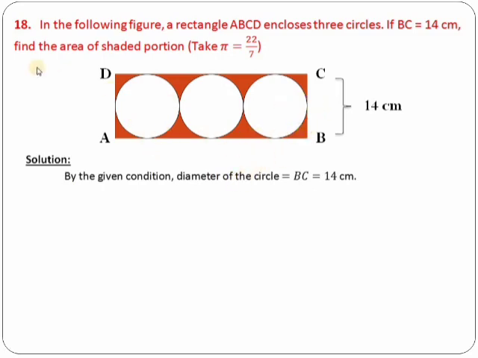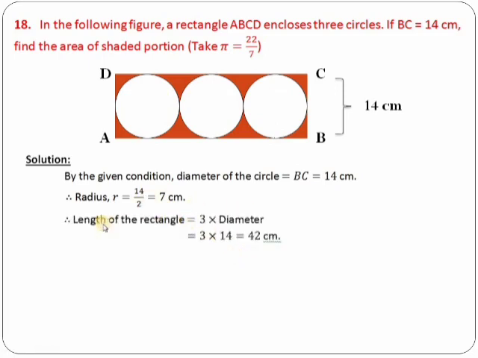See, one more thing. If BC is my 14 centimeter, then this is also my 14 centimeter. So basically this becomes my diameter. Similarly, this is also my diameter and this is also my diameter. Okay, is the figure clear to you? So basically this BC gives you the length of the diameter. Okay, so by the given condition the diameter of the circle will be BC, which is equal to 14 centimeter. So if the diameter is 14 centimeter, then what will be the radius? The radius will be exactly half, that is 7 centimeter. That means the radius of each of these 3 circles will be 7 centimeter.